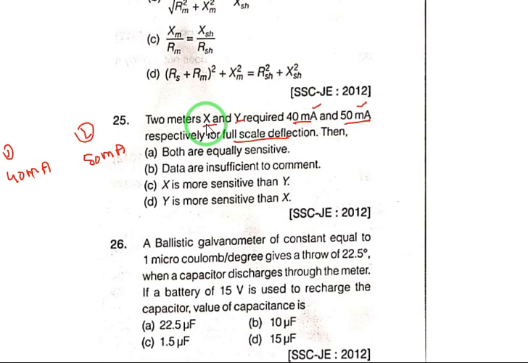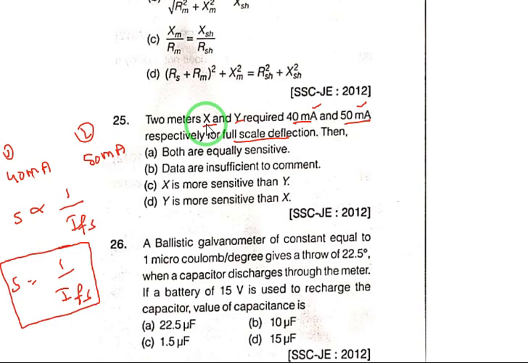And see the relation. What is the relation between sensitivity and full scale deflection? Sensitivity is proportional to 1 by full scale deflection, that is, we can say sensitivity is equal to 1 by full scale current. From this formula we can say sensitivity is inversely proportional to full scale current. If full scale current is less, deflection will be more. If full scale current is more, deflection will be less. Hope you understood. Both are inversely proportional.